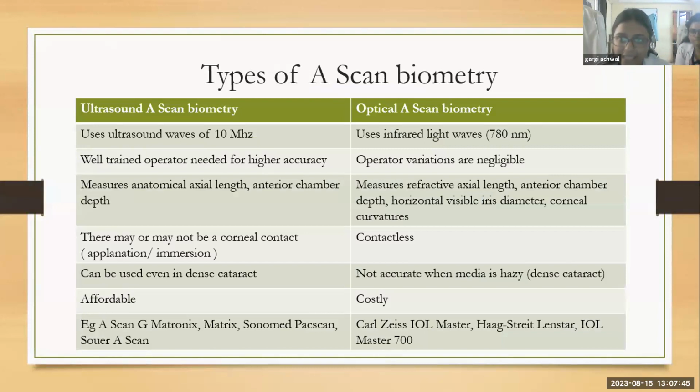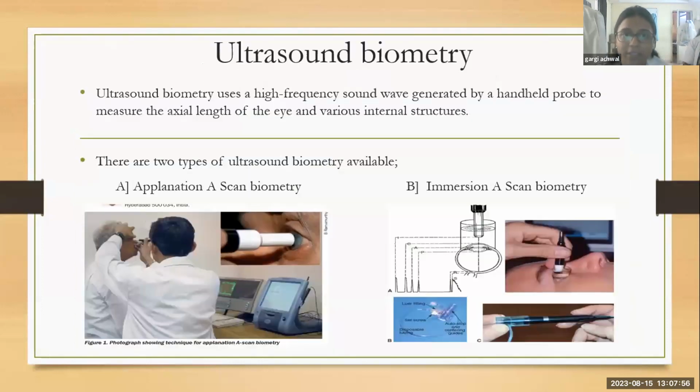The second one is the axial length, which can be measured by A-scan biometry. As mentioned on the screen, it is of two types: ultrasound A-scan biometry and optical A-scan biometry. Ultrasound A-scan biometry uses high frequency sound waves, which are generated by a handheld probe to measure the axial length of the eye and the various internal structures. There are two types of ultrasound biometry: first is applanation A-scan biometry, and the second one is immersion A-scan.